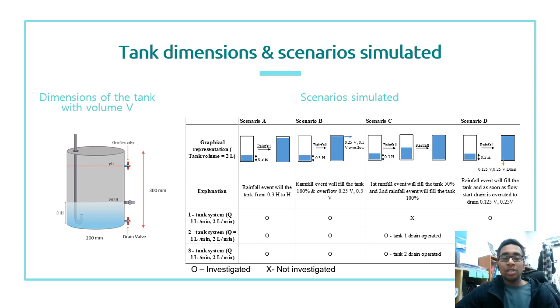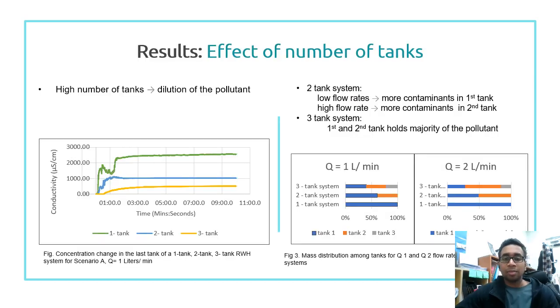So let's now go into the results. Now, with the increasing number of tanks, as you can see here, from 1 tank system to 2 tank system to 3 tank system, the conductivity has reduced. And that is because of dilution, because now we have the V volume being upgraded to 3 times the volume. So because of the effects of dilution, the conductivity has gone low. So the pollutant concentration has reduced.